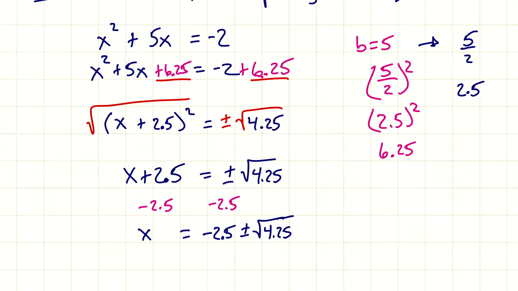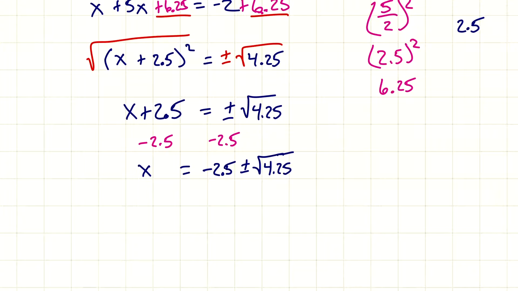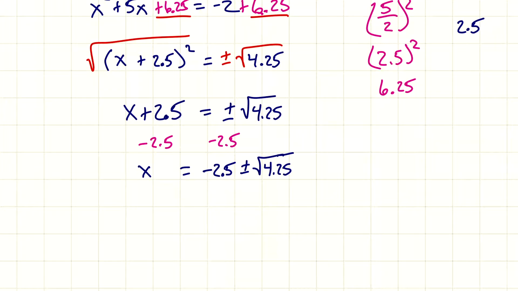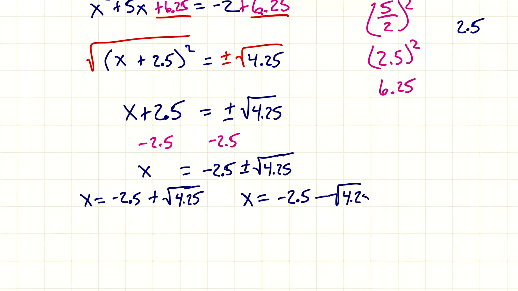Which always, every time people see the decimals, they think it's more confusing. You don't have to do anything with this, right? If anything, you would just type it into a calculator. We still have the two answers. x equals negative 2.5 plus the square root of 4.25, and x equals negative 2.5 minus the square root of 4.25. All right, so those would be the two answers.